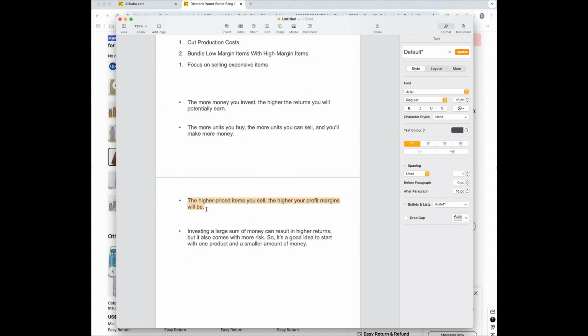Also, investing a large sum of money can result in higher returns, but it also comes with more risks. So it's a good idea to start with one product and a smaller amount of money.